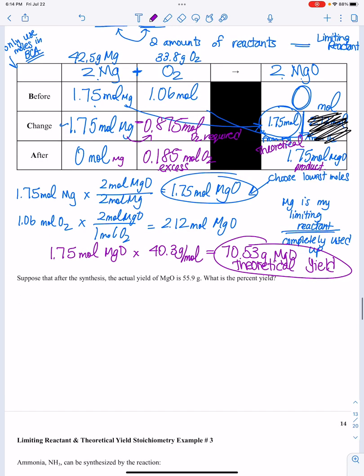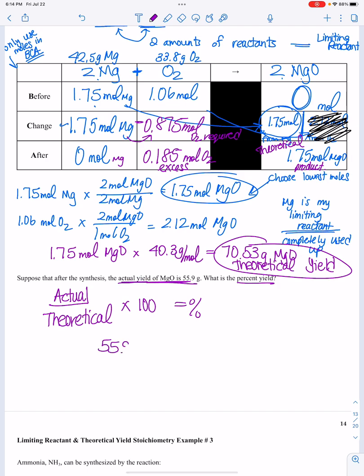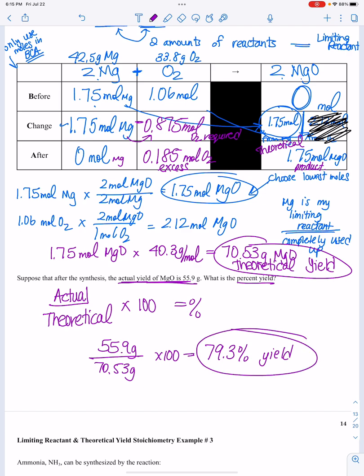And look at this. Suppose that after the synthesis, the actual yield is 55.9 grams. What's the percent yield? Remember, actual over theoretical times 100 equals my percentage. So my actual is 55.9 grams. My theoretical is 70.53 grams. If I multiply by 100, I will get 79.3% yield. Higher than the last calculation.